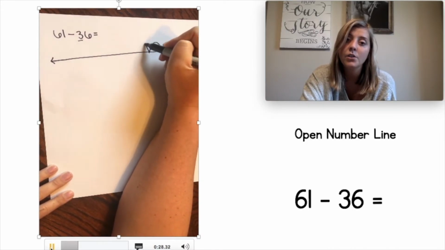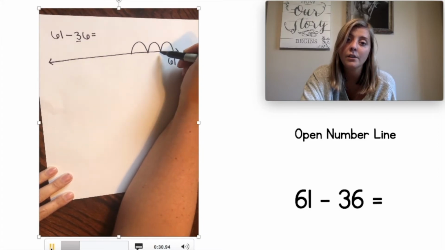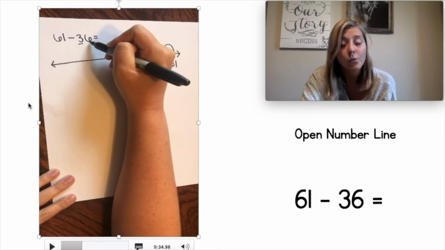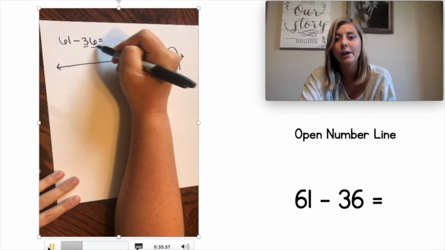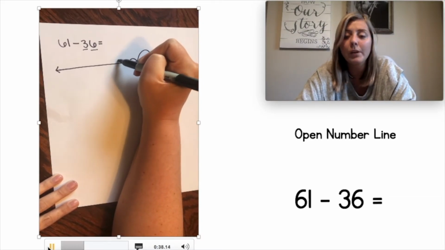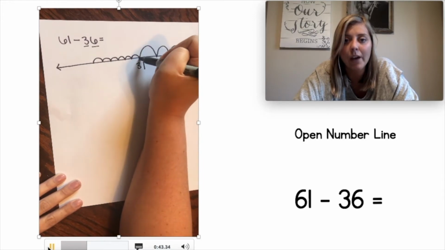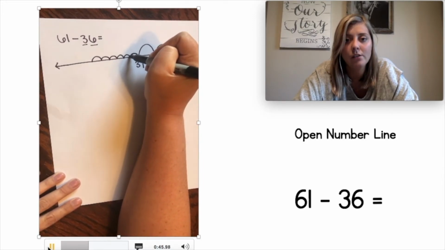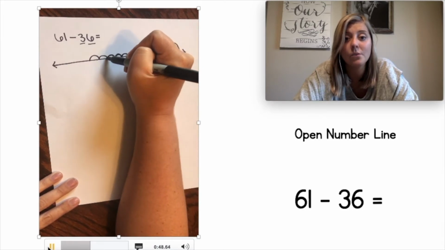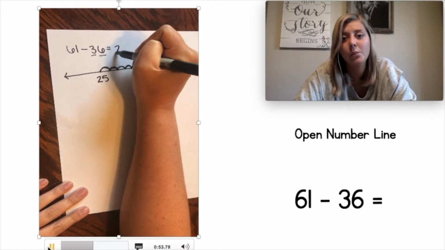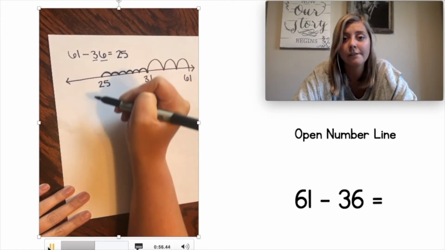Take away 10, 20, 30: 61, 51, 41, 31. And again, was I subtracting 61 minus 30? Nope, it's 61 minus 36. So I need to subtract 6 ones now. So I'll use little hops to show I'm counting by ones. I'm not going to cram in all those numbers. I'll start at 31 and count back. 30, 29, 28, 27, 26, 25. 61 minus 36 equals 25.